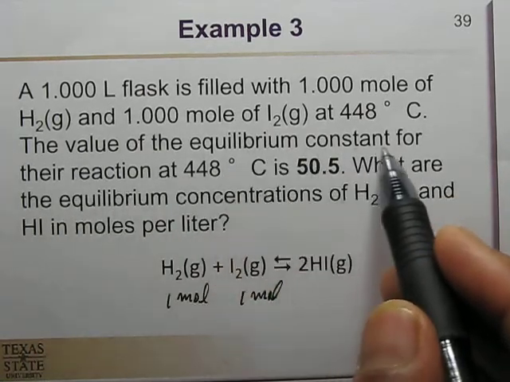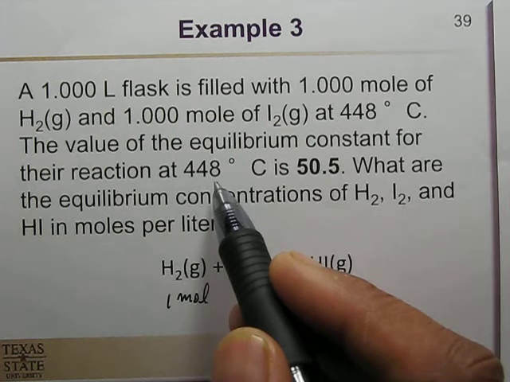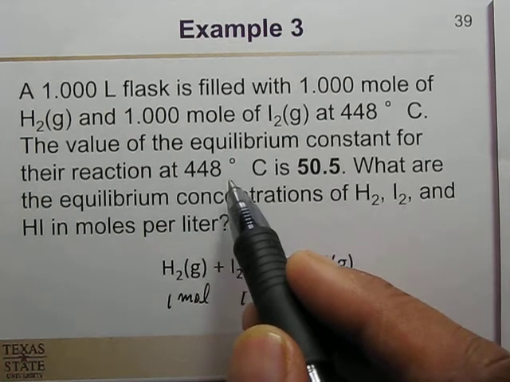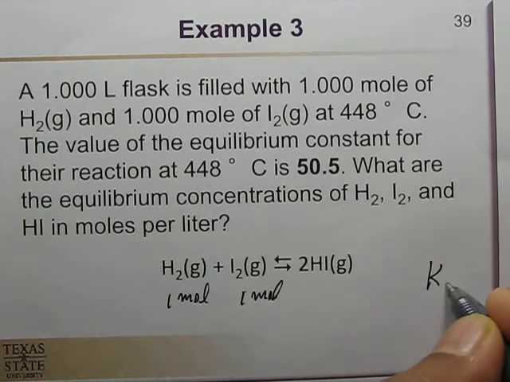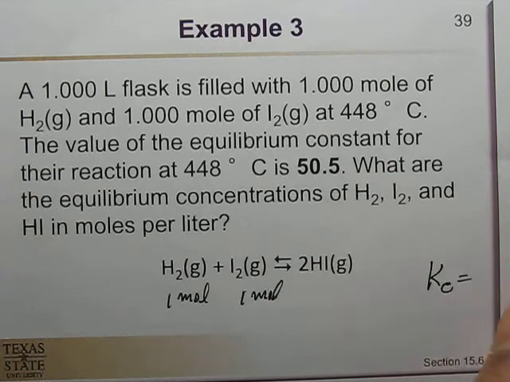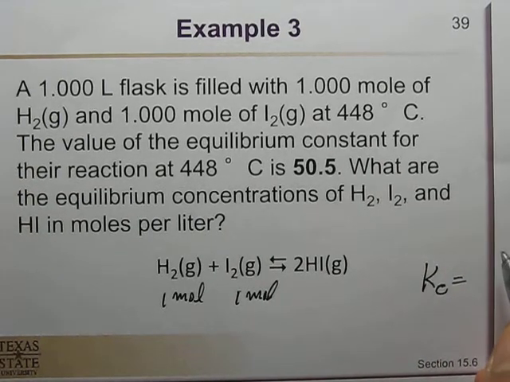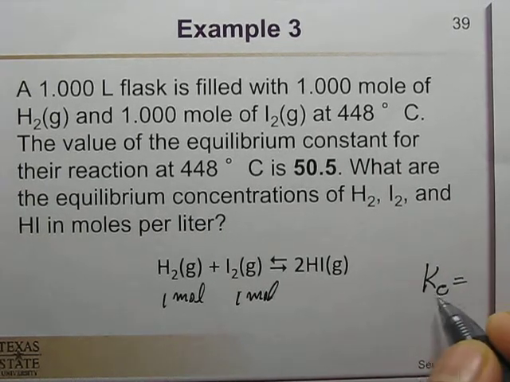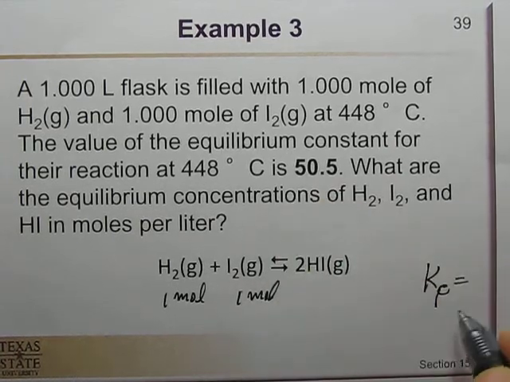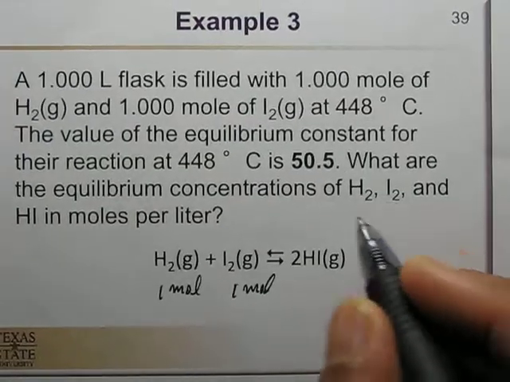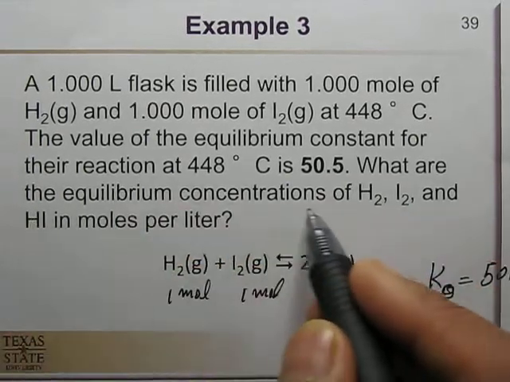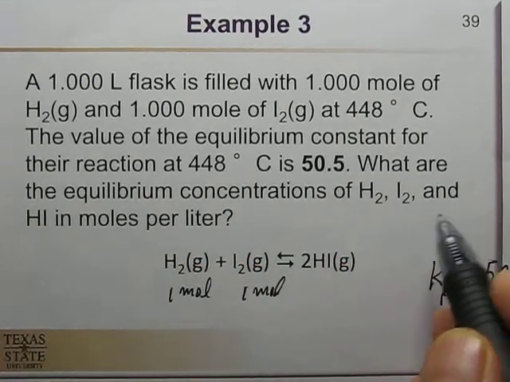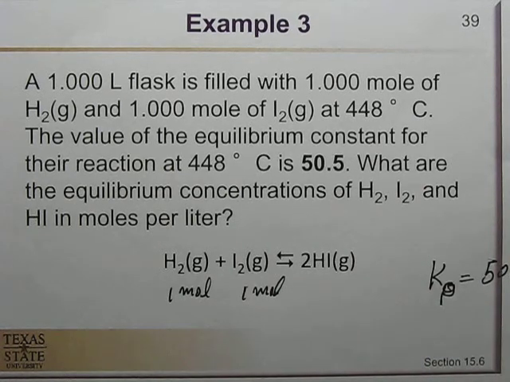The value of the equilibrium constant for the reaction at 448 degrees Celsius is this much. So they have given the Kp value, or we can write the Kc value. Basically this whole reaction is in the gas phase, so we can write Kp. Kp value is given, which is 50.5. What is the equilibrium concentration of hydrogen, iodine and HI per liter?